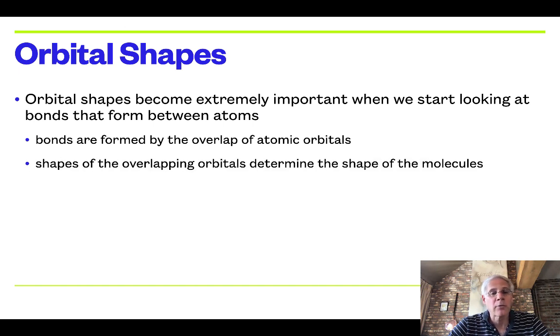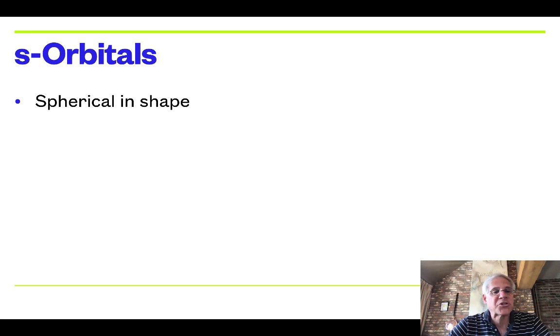And so where those atoms are and where those orbitals point determine where we can form bonds. So the shapes of those overlapping orbitals will determine the shapes of our molecules. And the shapes of molecules is very important when we're looking at things like drug delivery or sometimes catalysts for certain chemical processes. So let's take a look at the different shapes of some of our different atomic orbitals.